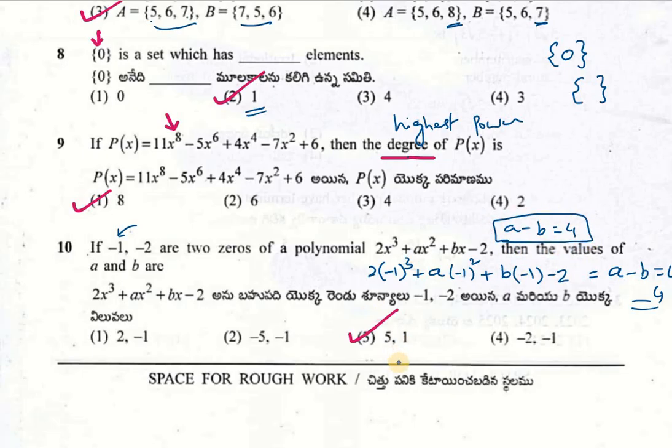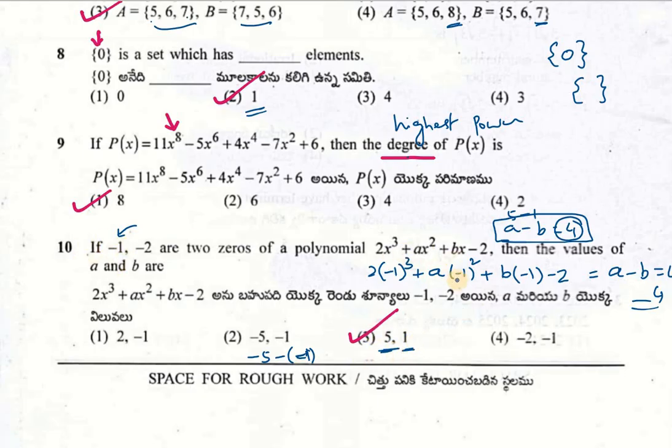Now, what are the values of a and b? See, if you take this one, 5 minus 1. 5 minus 1 is how much? 4. So you get this answer as correct. But here also you may get confused. In the second option, what will you get? Minus 5 minus of minus 1, so minus 5 plus 1. You will get minus 4 for the second option. But for the third one, if you write 5 for a and 1 for b, what will you get? 4, right? So very easy here.